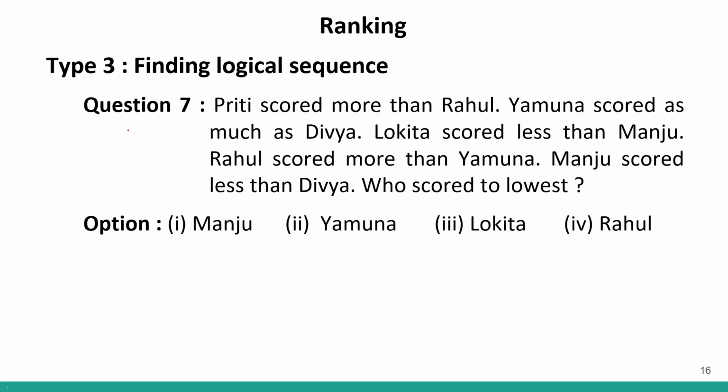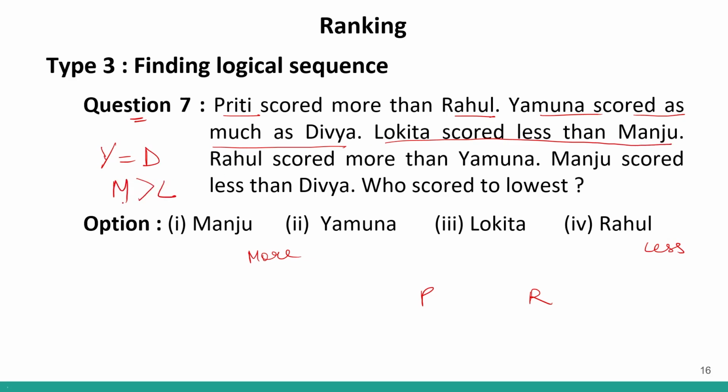Now, let us look at question number 7. Preeti scored more than Rahul. So, Preeti is here, Rahul is here. This is the more side and this is the less side. Okay? Yamuna scored as much as Divya. So, Yamuna has scored equal to Divya. Lokita has scored less than Manju. So, there is a Lokita who has scored less than Manju. Okay, how much less? We don't know.